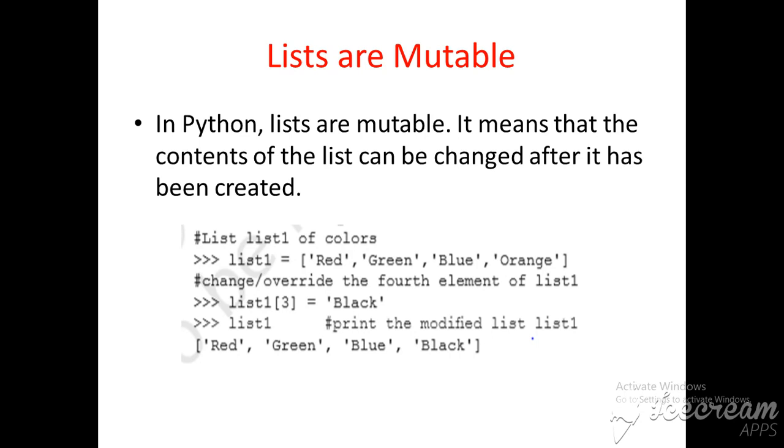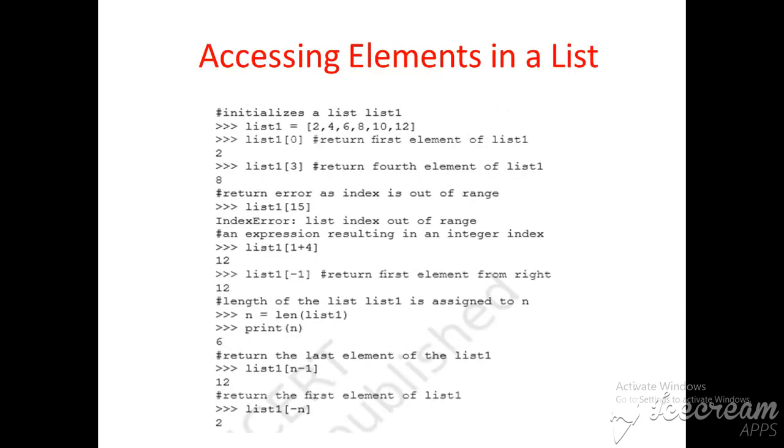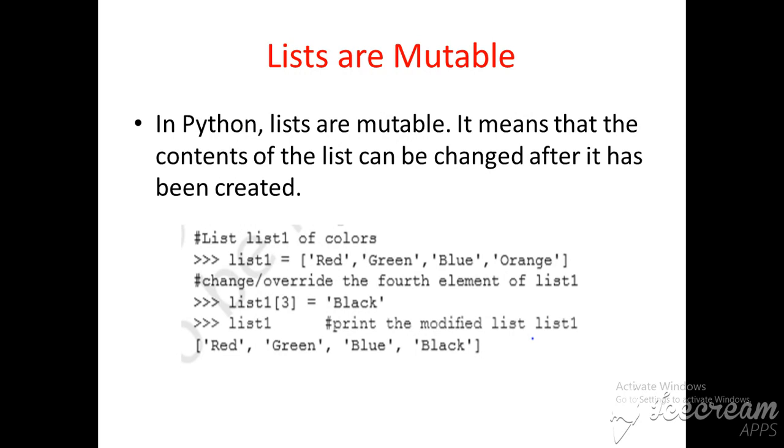So this is the basic introduction about a list. What we mean by a list, how to represent a list, how to access the list elements, and why a list is called mutable. So this is the introduction for list.